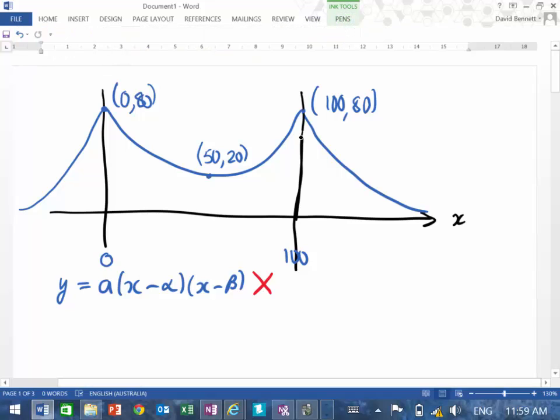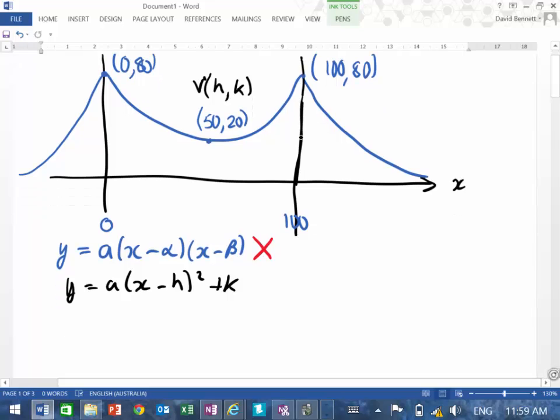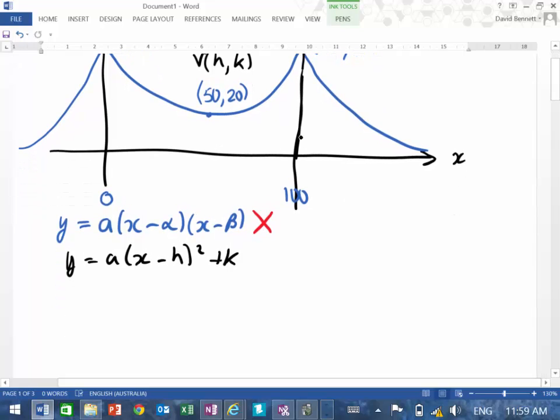So the one that I have to use is not that one there. I have to use maybe this one here, which is y is equal to a(x - h) squared plus k, where that point there is in fact my vertex point at (h, k). Does that make sense? I'm just using my vertex point, I'm going to substitute that in. So what would my h be in this case? What's my h value going to be? 50. What's my k value going to be? 20. So I'm just going to go y is equal to some value a, (x - 50) squared plus 20.